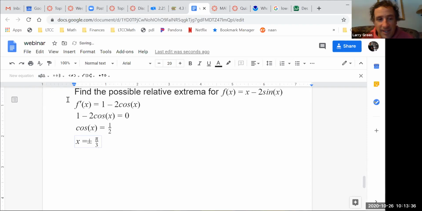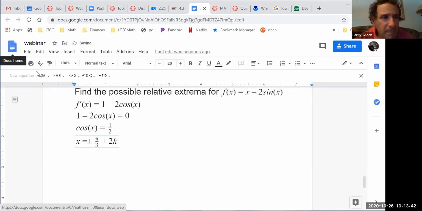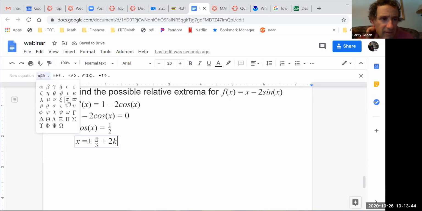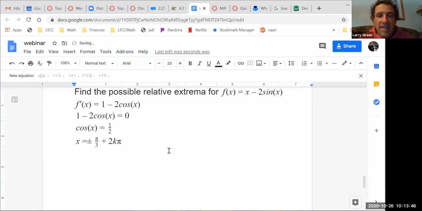But then we're talking about a cosine function. So it's going to be plus 2k pi. There's actually an infinite number of relative extrema, points at which f has a relative extrema. Any questions on this example?